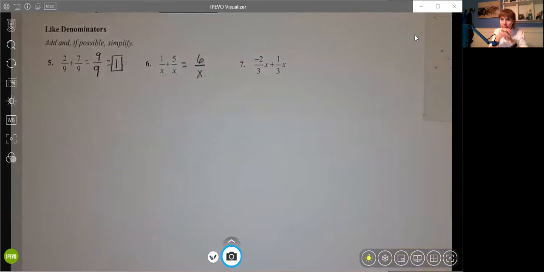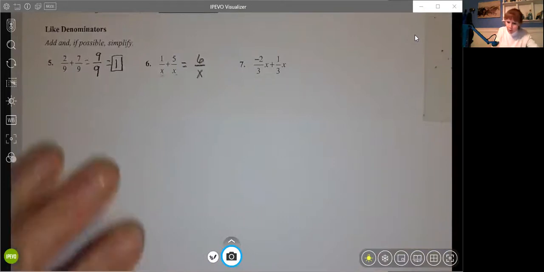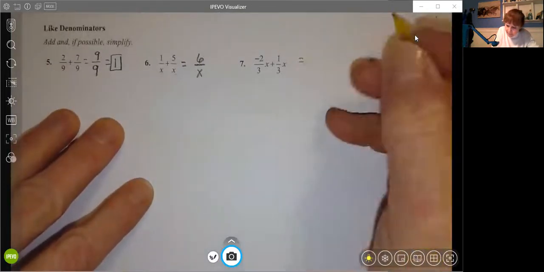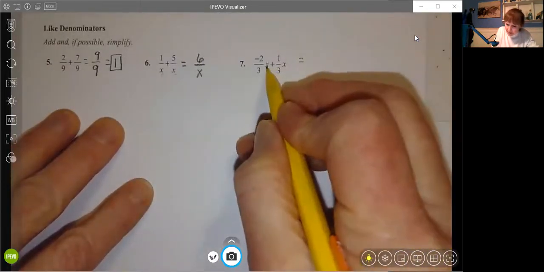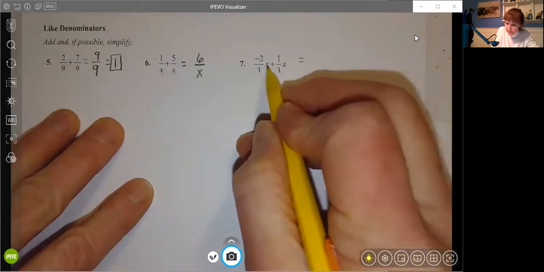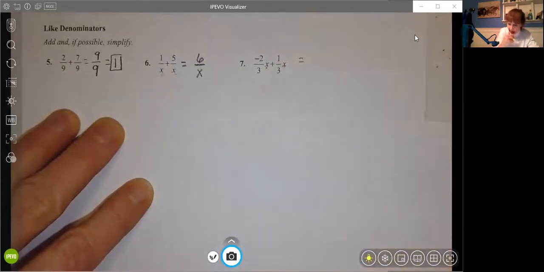Oh, look at number 7, we have a negative. But again, our pieces are thirds, they're the same size. So we can keep those here. And also these are like terms. They're both x's, so we can combine the like terms.